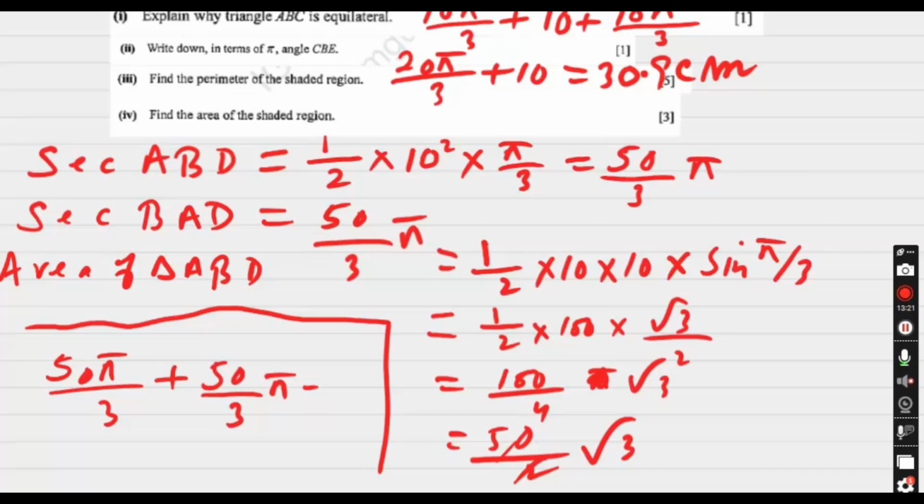Kindly wait. 100 divided by 4, yes, 100 divided by 4 is 25. So you may write 25 root 3.